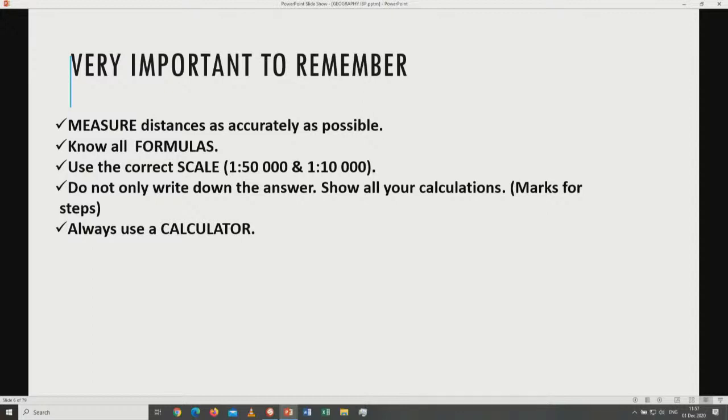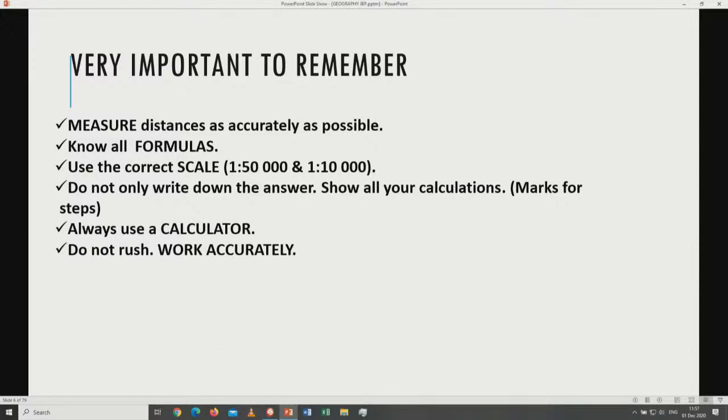Always use a calculator in your map work, Grade 12. Not carrying a calculator to Paper 2 is a problem, because you end up getting wrong something that you already know, simply because you did not use a calculator.